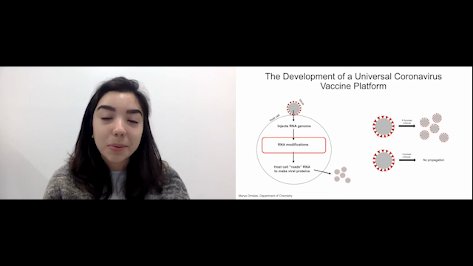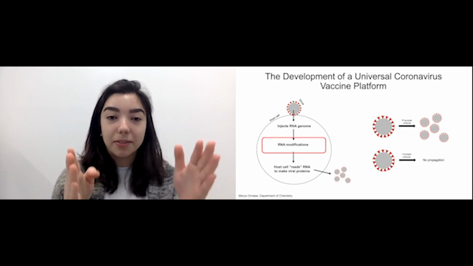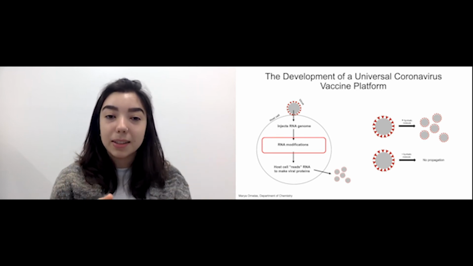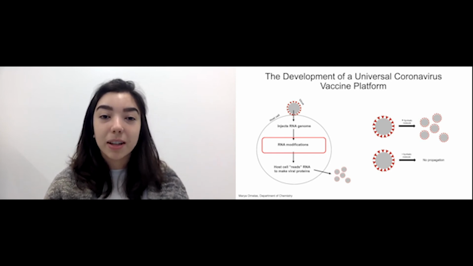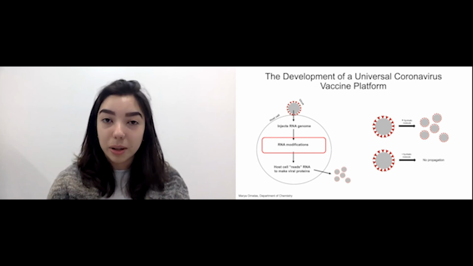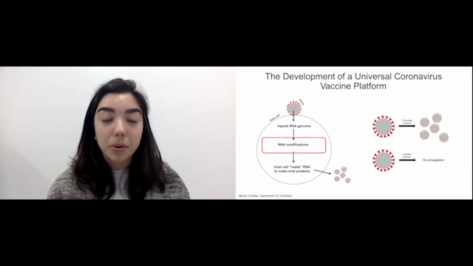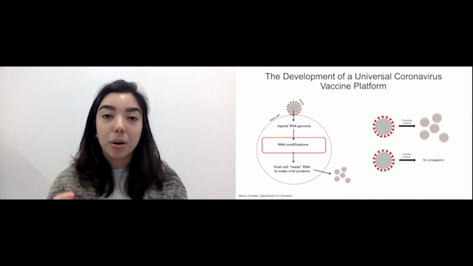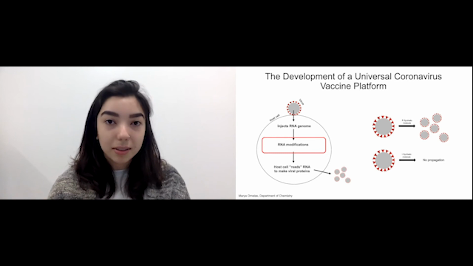To do this, we are co-opting coronavirus biology. On the left side of the PowerPoint slide, you can see a small schematic of the coronavirus life cycle. It first recognizes its host cell, and then it injects its RNA genome. Once the RNA is inside the cell, it gets modified in ways to make it more stable, allowing the host cell to read the RNA and make more viral proteins that form the viral particles, which can then exit the cell and infect other cells.